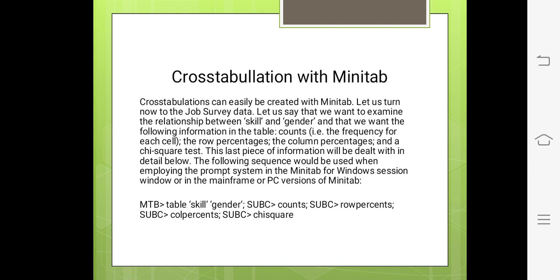for each cell, the row percentages, the column percentages, and a chi-square test. The last piece of information will be dealt with in detail below. The following sequence will be used when employing the prompt system in Minitab for Windows, Session Windows, or in the mainframe or PC versions of Minitab.